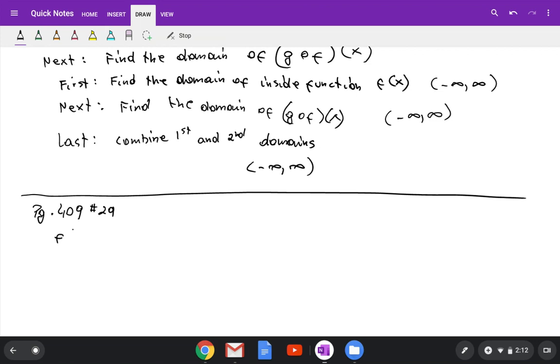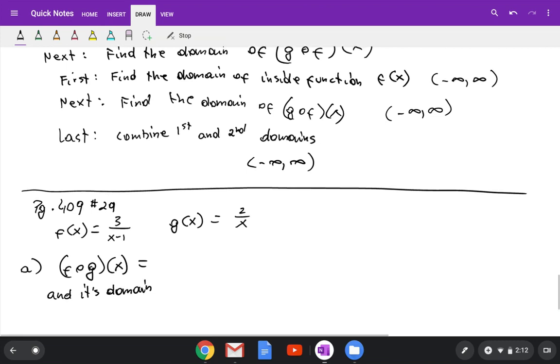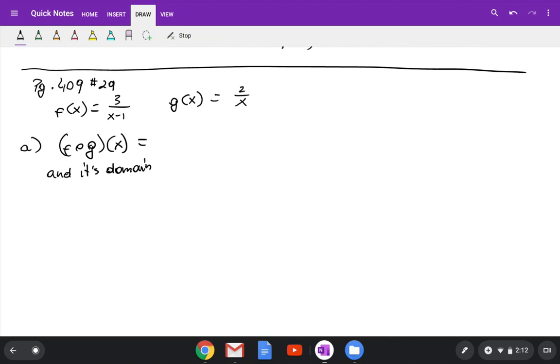So they give you two functions, f of x equals 3 over x minus 1, and g of x equals 2 over x, okay? And they give you parts A, B, C, D. Let's start with A. They want you to find f composed with g of x. So find the equation and its domain. Okay, so let's do it.